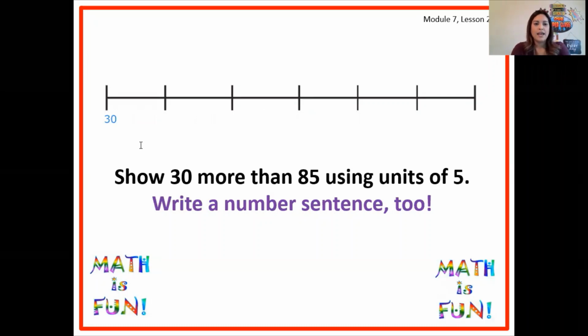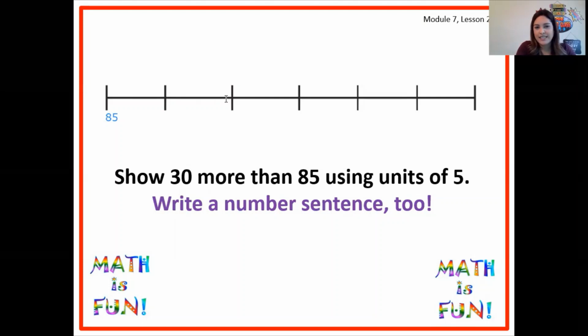Okay. And we have to show, ooh, did I do something wrong here? I sure did, huh? Because is my starting point at 30? I tricked you. That's not my starting point. It says show 30 more than 85. So that means my starting point is what? 85. Yes, so my starting point is 85. Okay, and now I have to show 30 more.